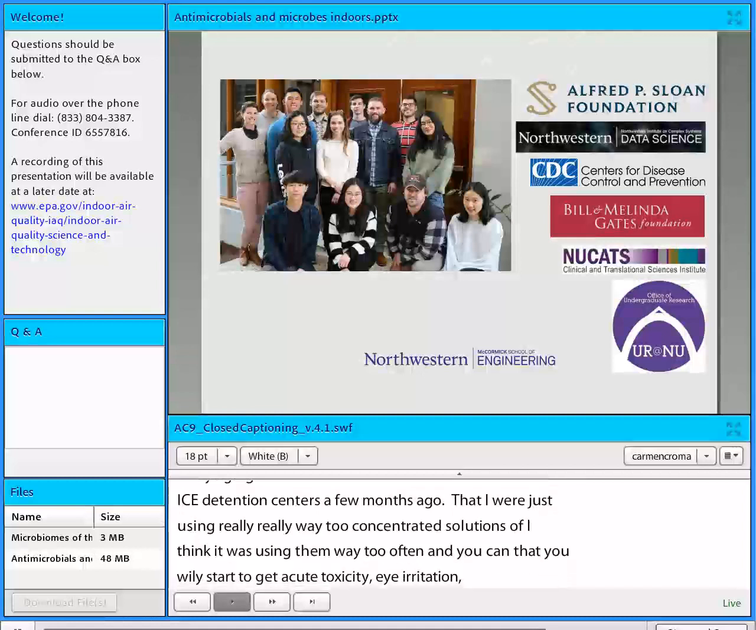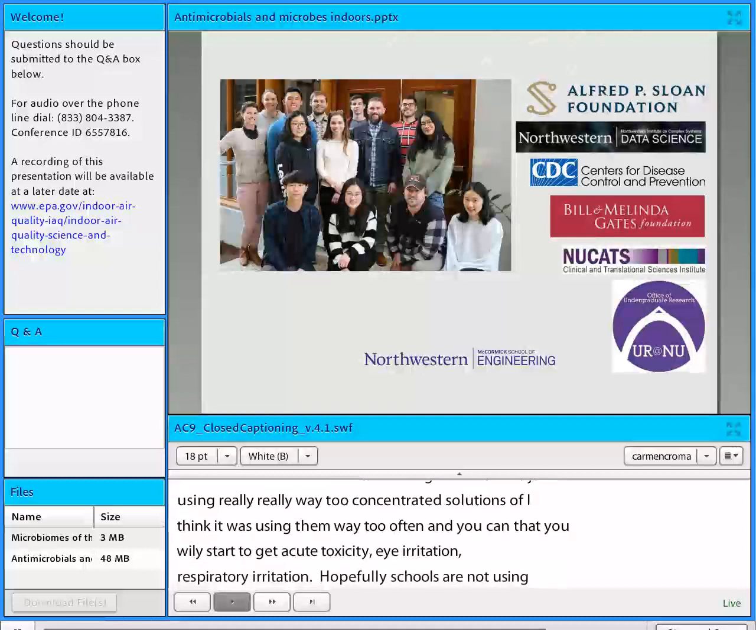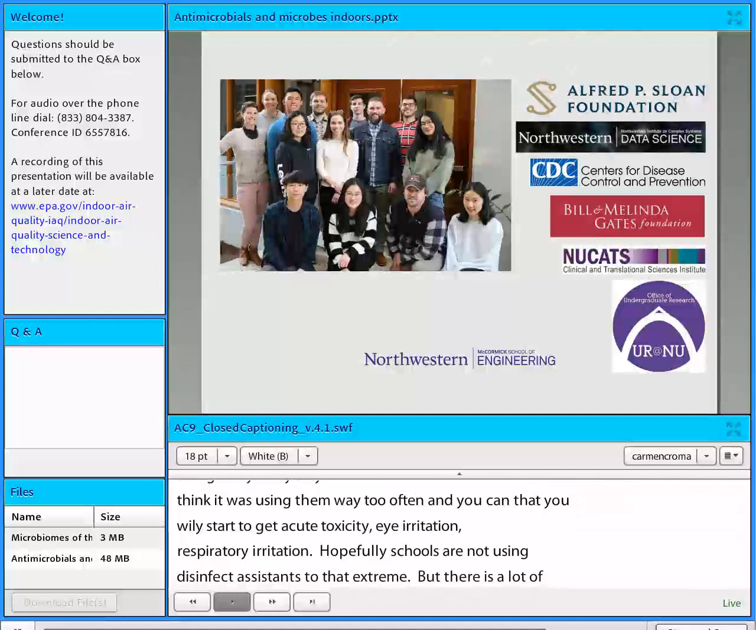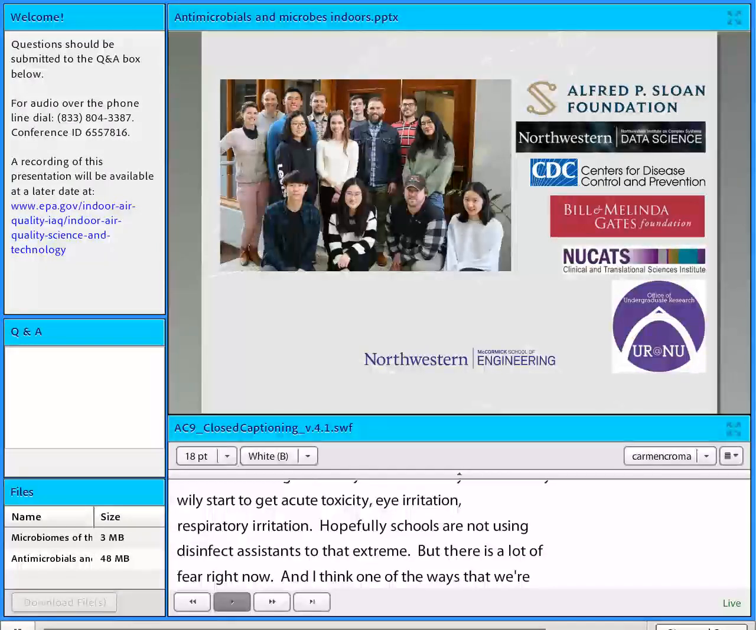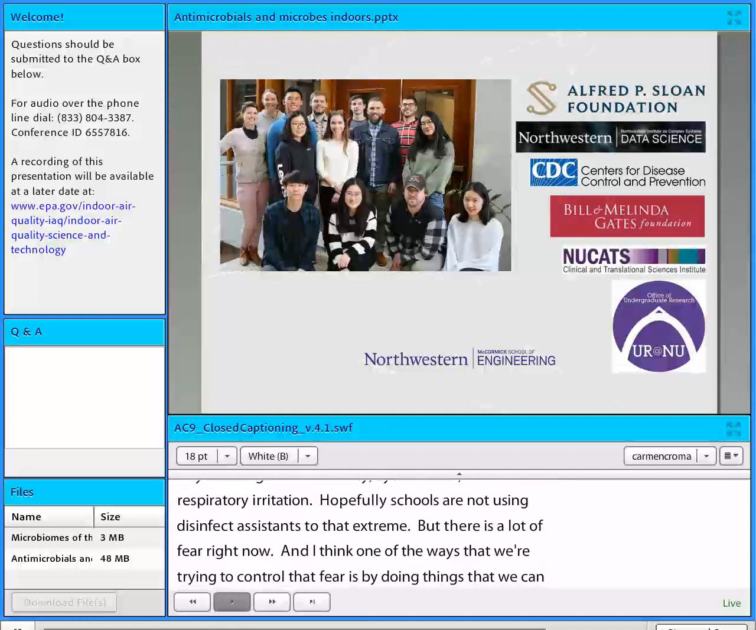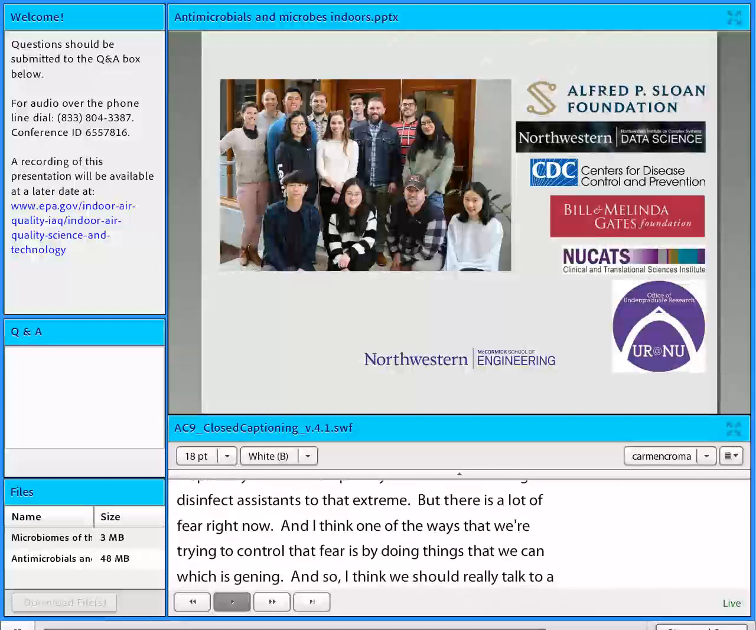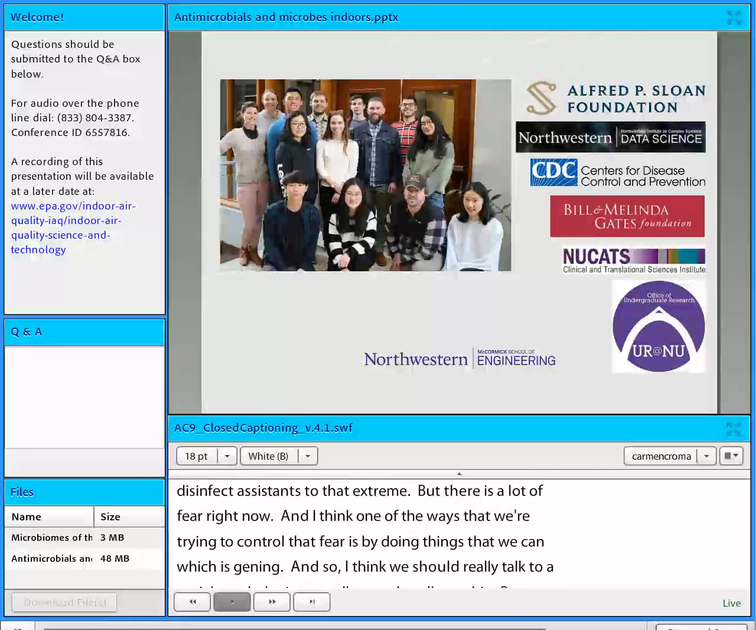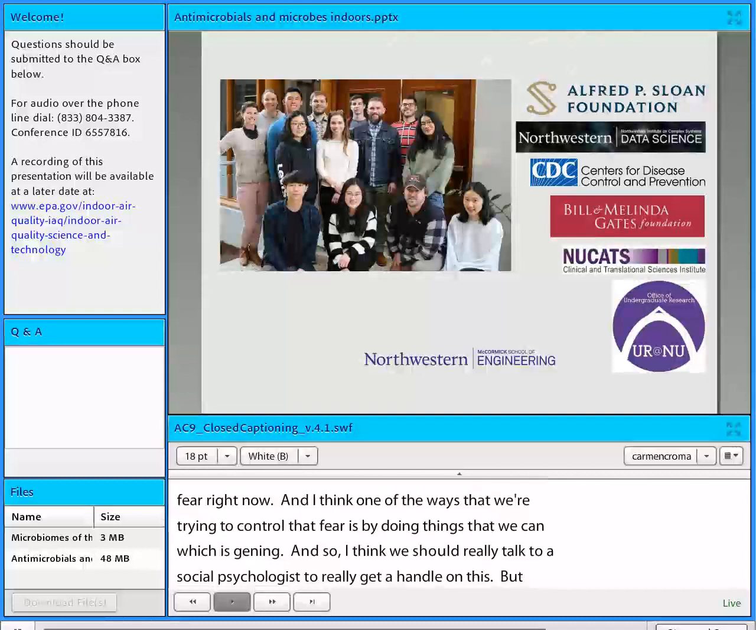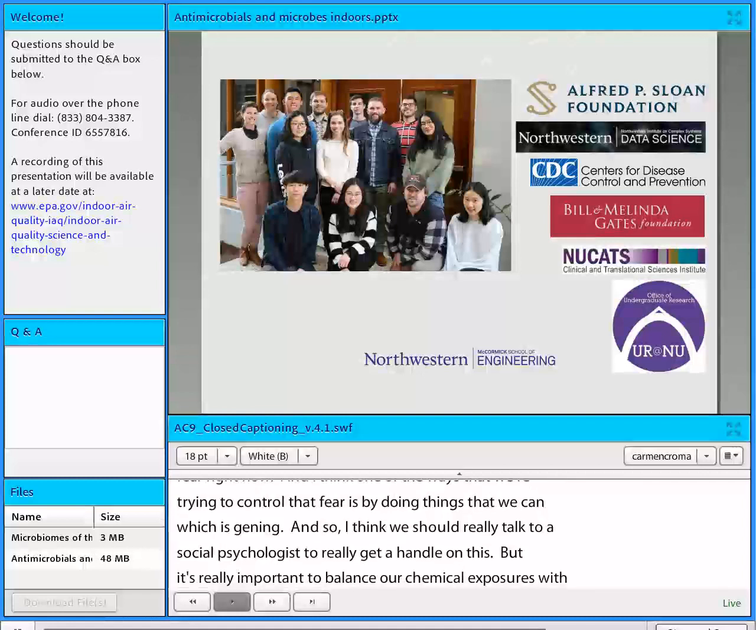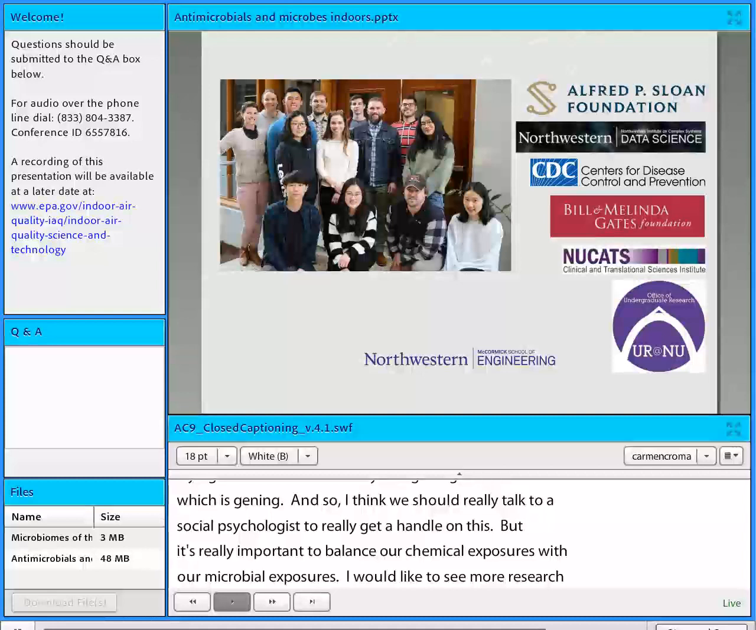Hopefully schools are not using disinfectants to that extreme. But there's a lot of fear right now, and I think one of the ways that we're trying to control that fear is by doing the things that we can, which is cleaning. And I think here we should really talk with a social psychologist or something to get a handle on this. But it's really important to balance our chemical exposures with our microbial exposures. And so I would like to see more research in this area, and in the meantime, exercise restraint.